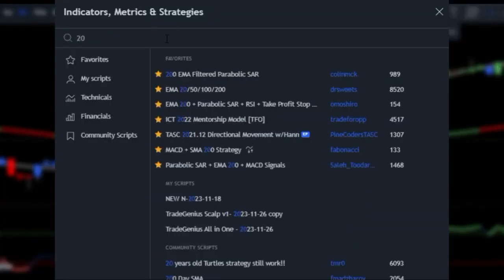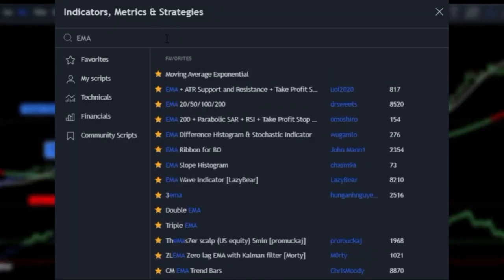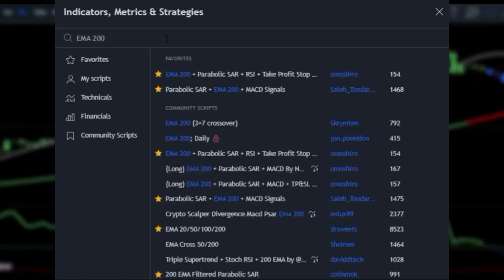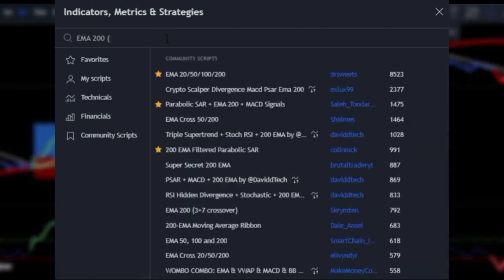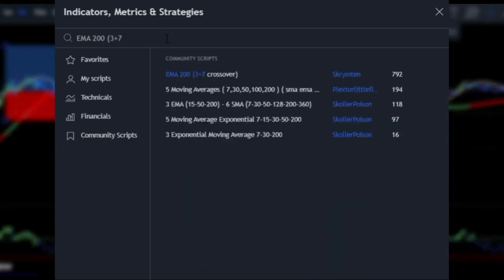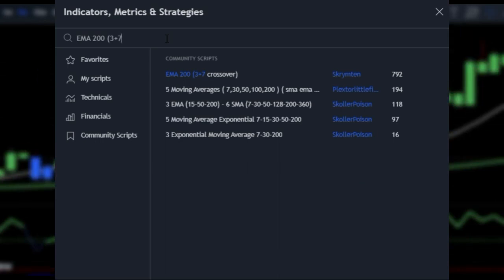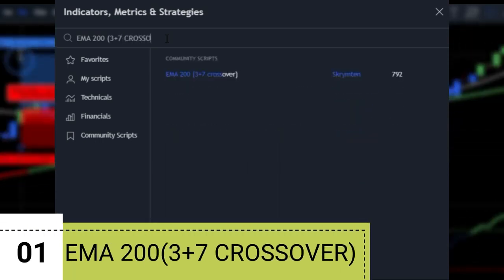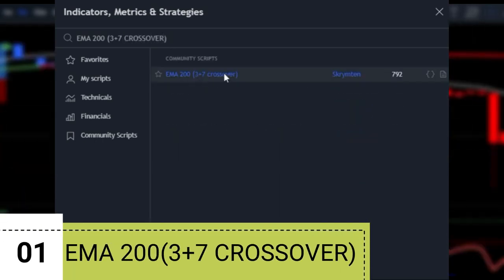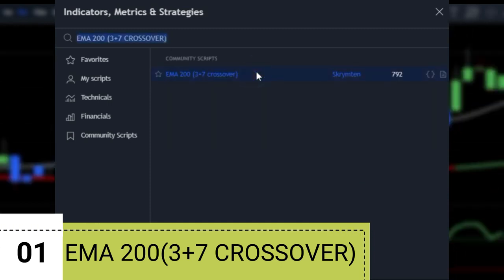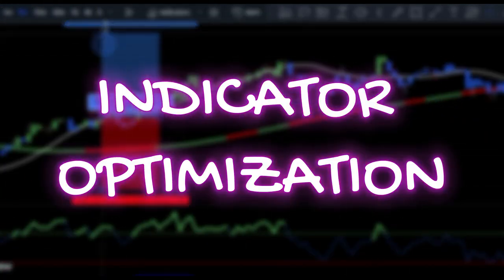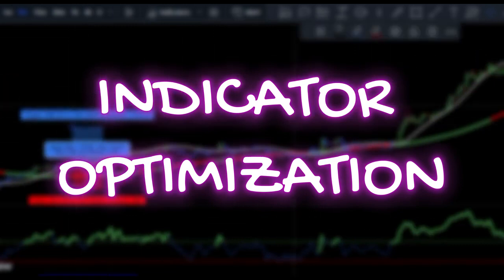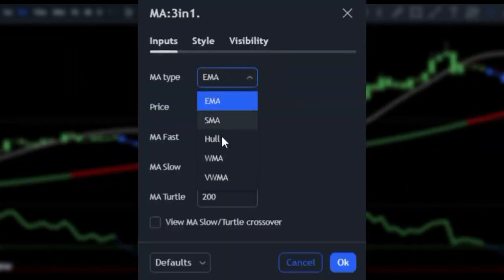Our first step is to add the EMA 200 3+7 crossover indicator to our chart. Now, to make sure this indicator fits perfectly with our strategy and chart, let's walk through some optimizations together.